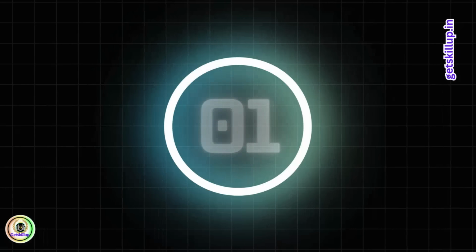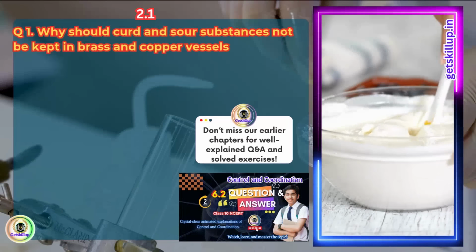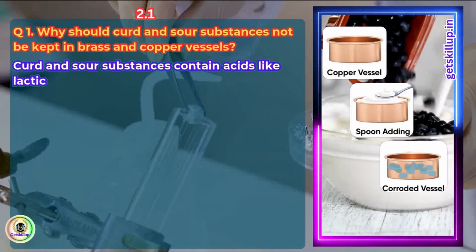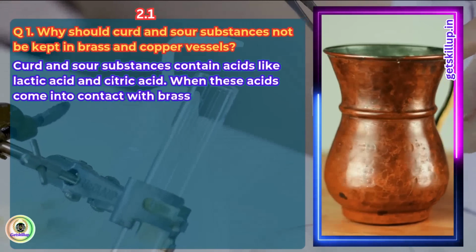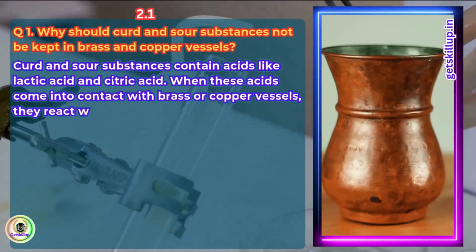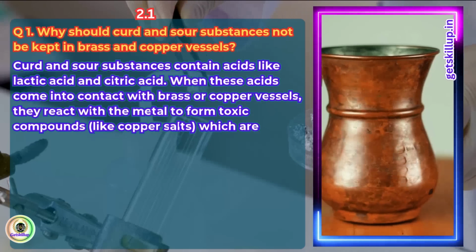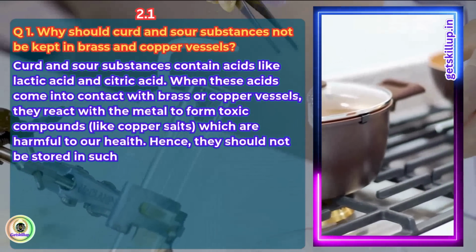Question 1. Why should curd and sour substance not be kept in brass and copper vessels? Answer. Curd and sour substance contain acids like lactic acid and citric acid. When these acids come into contact with brass or copper vessels, they react with the metal to form toxic compounds like copper salts, which are harmful to our health. Hence, they should not be stored in such vessels.